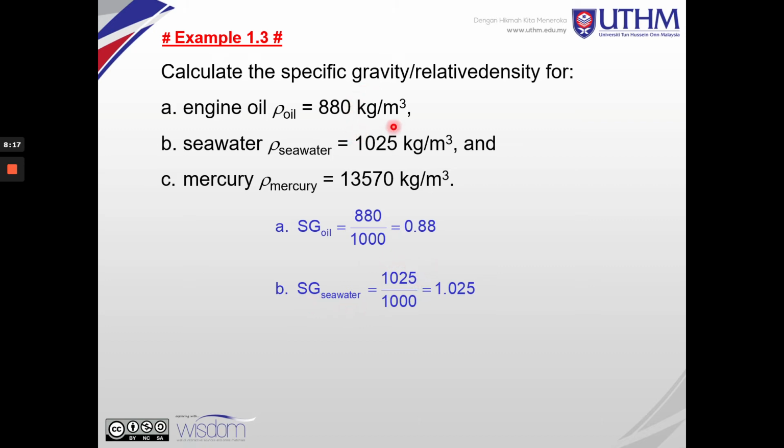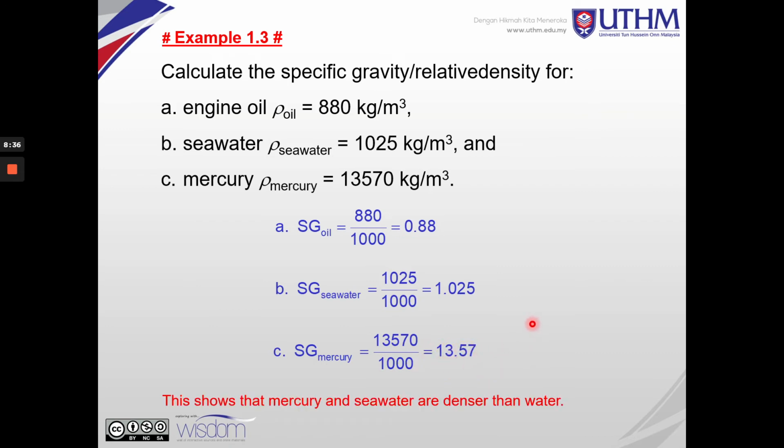So the density of the seawater divided by the density of water, we get 1.025. And the SG of the mercury: we put all this, density of mercury divided by the density of water, so we get 13.57. Okay, so this shows that mercury and seawater are denser than water.